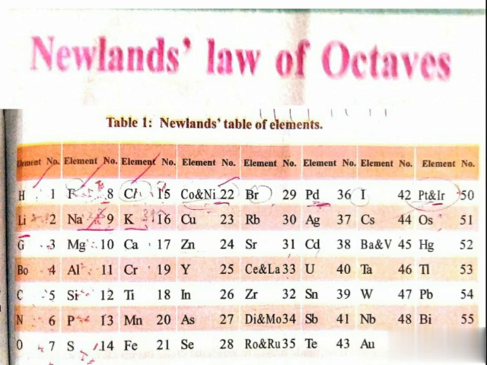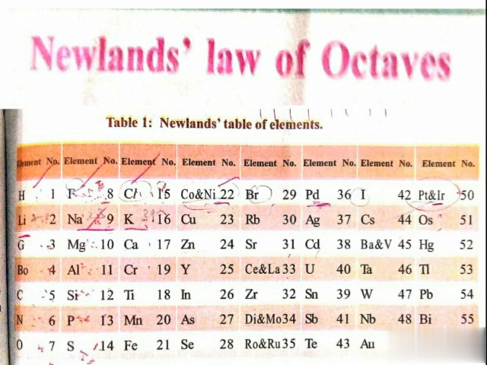So the law of octaves states that when the elements are arranged in ascending order of their atomic weight, they fall into a pattern in which their properties are repeated at regular intervals. Means every eighth element starting from a given element resembles the starting element in its properties. According to Newland, if you arrange the elements in ascending order of atomic weight, they fall into 7 groups. So the first element and the eighth element have similar properties.